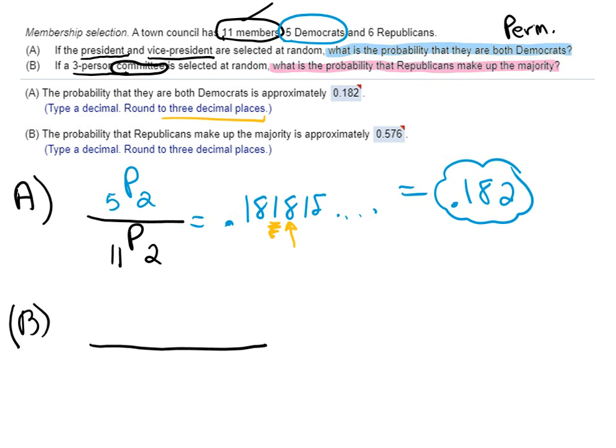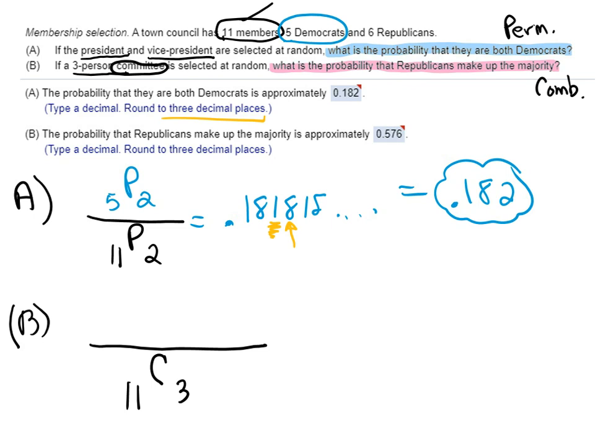Now, this is a committee. Order doesn't matter, so this one's a combination. So it's still 11 members, but I need a combination of any 3, a 3-person committee, okay?